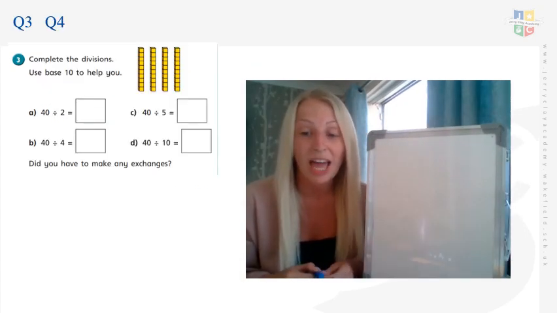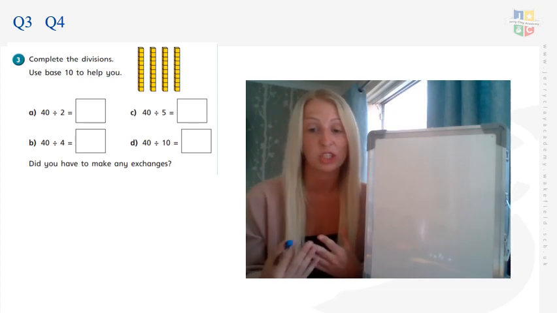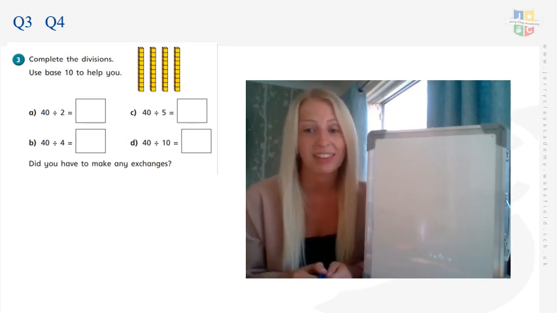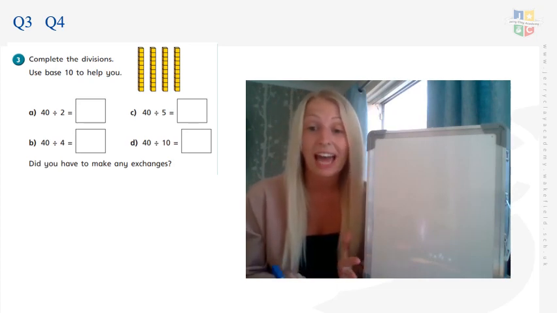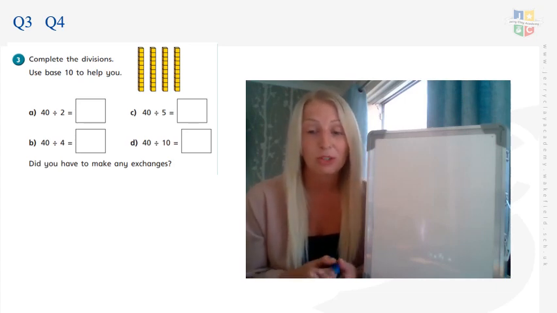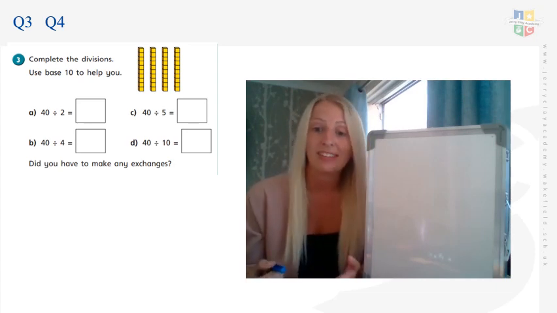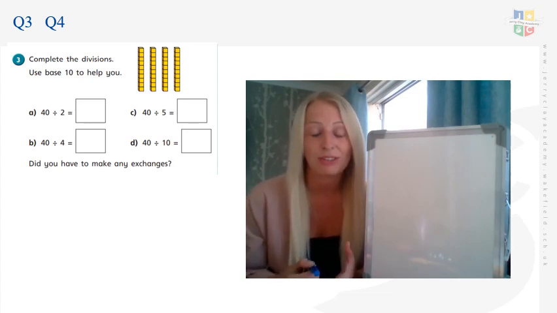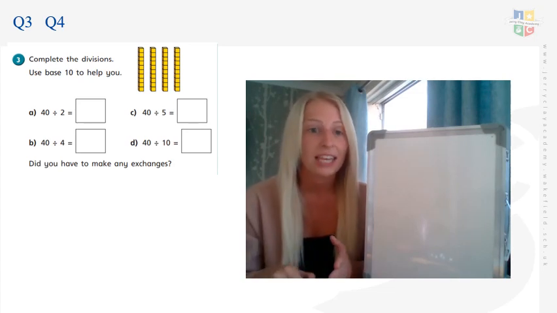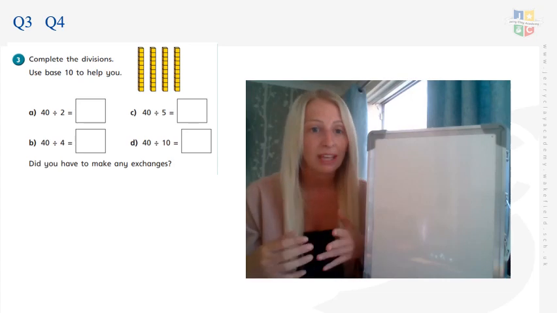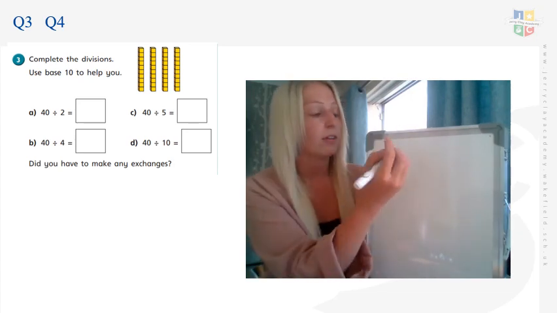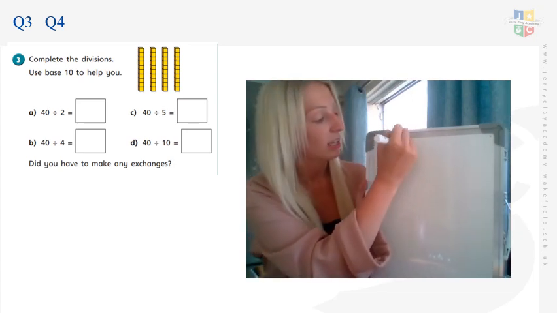Okay, so we're going to have a look at question 3 because for this question it asks you to use base 10. However, not many of you will have base 10 at home as we normally use it at school. So I'm just going to model it using base 10, but then also show you how to do this without using base 10.